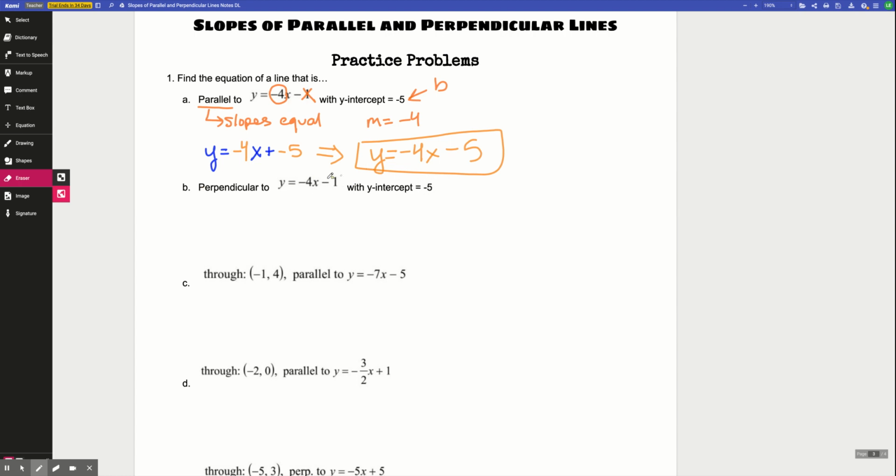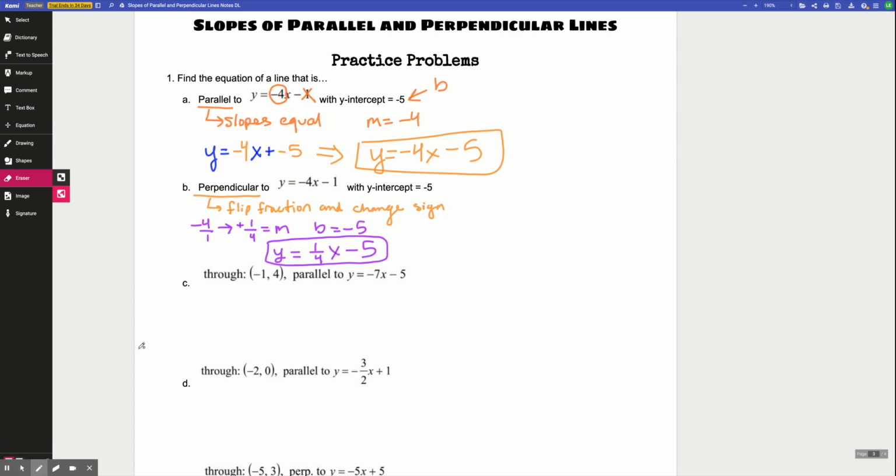It's the same equation with the same y-intercept, but remember this one is perpendicular. So the rule is that the slopes are opposite reciprocals. Remember, that's the rule. How you achieve that is you flip the fraction and change the sign. Okay, pause this video, see if you can figure out part B on your own, and then check back to see the answer.